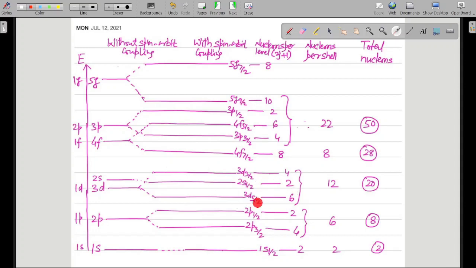So 2 into 5 by 2 plus 1, that is 6. 2 into 1 by 2 plus 1, that is 2. 2 into 3 by 2 plus 1, that is 4. So 6 nucleons, 2 nucleons, 4 nucleons. So that is a total of 12 nucleons. Now when we count the total number of nucleons, 2 plus 6 plus 12, that is equal to 20. So 20 is the total number of nucleons that we have till now.